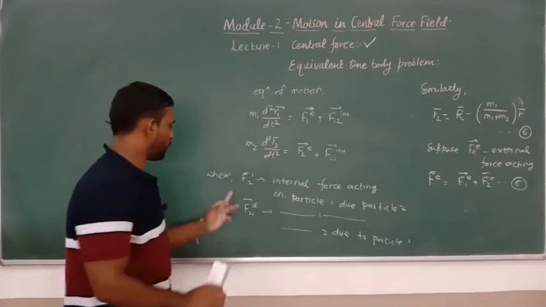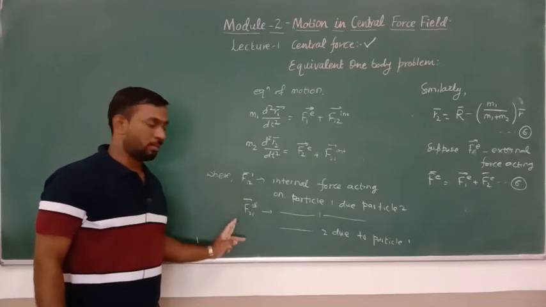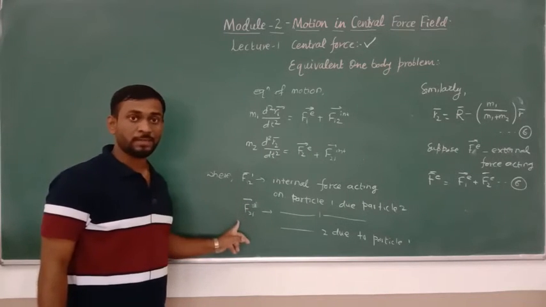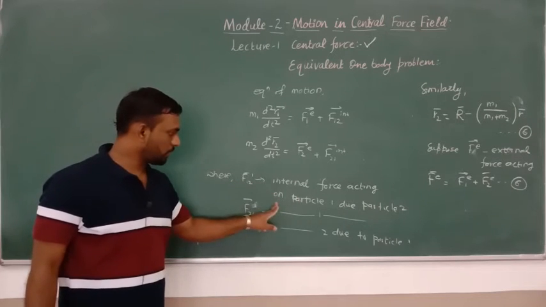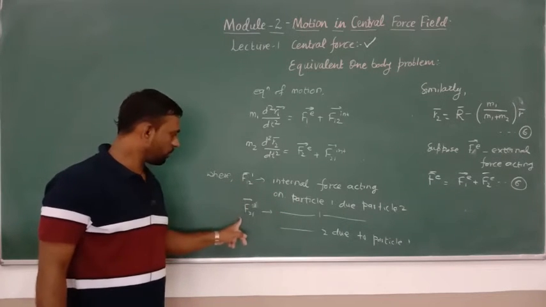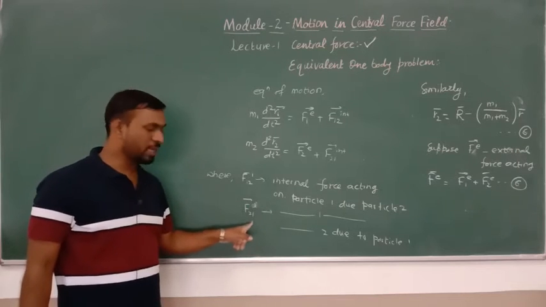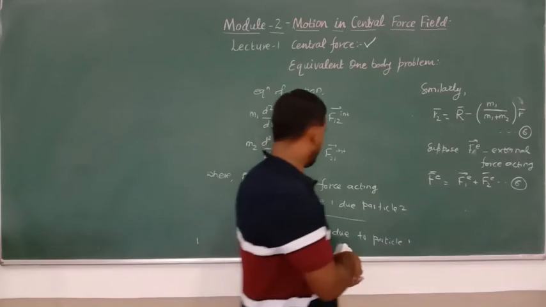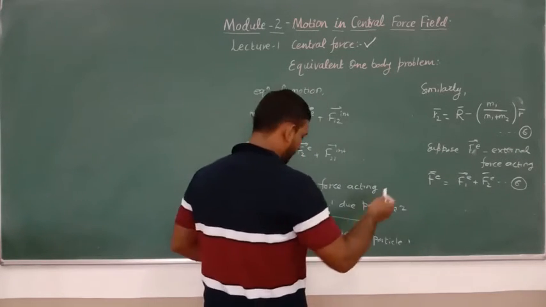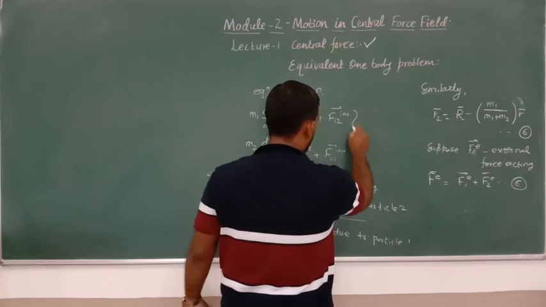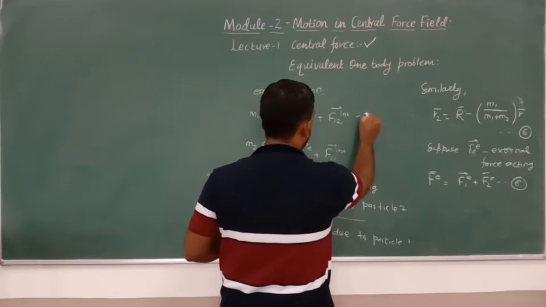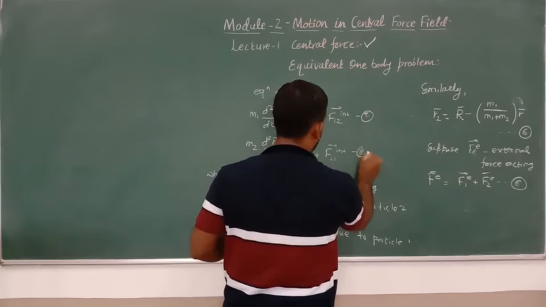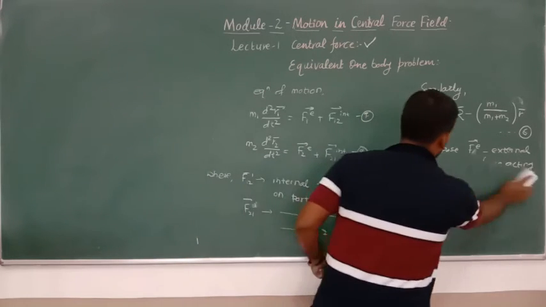Okay, so those two forces are equal in magnitude but opposite in direction. Let f12 be the internal force acting on the first particle due to the second, and f21 be the internal force acting on the second particle due to the first particle. Let this be equation number 7, and this equation number 8.